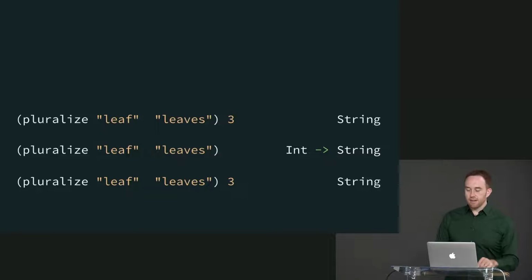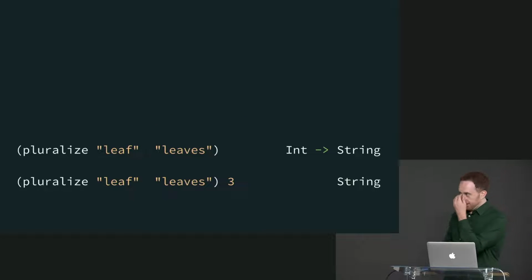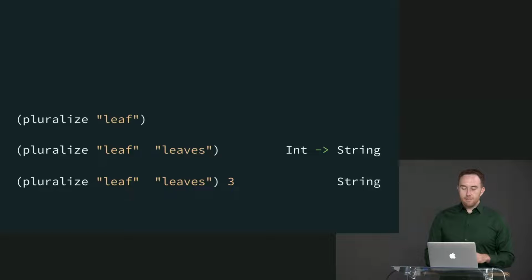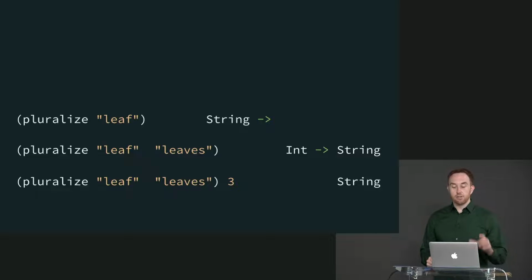Okay, so let's just get rid of one of them so we can just kind of see things in this way. All right, what happens if we give it only one of the 3 arguments? Well, the way partial application works is that anytime you partially apply a function, however many arguments you leave off, that's how many arguments the resulting function is going to take. So if we call pluralize just passing leaf, it's going to give us back a function which takes a string and then returns a function that takes an int and returns a string.